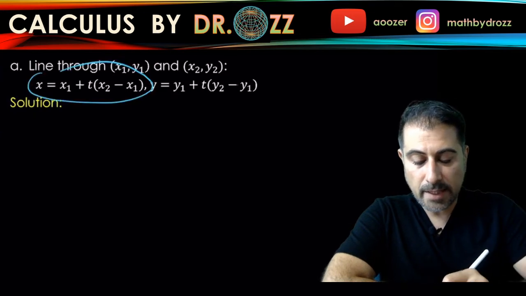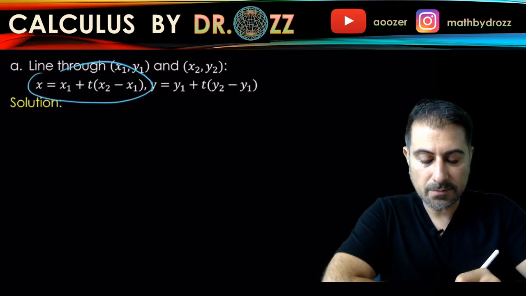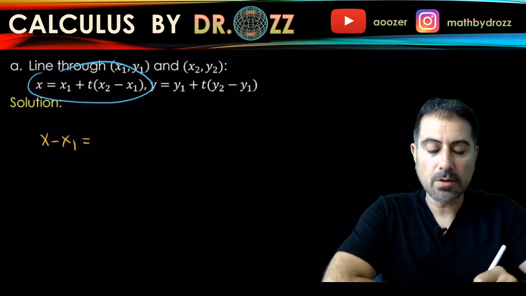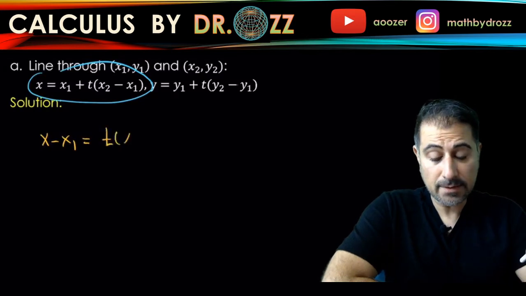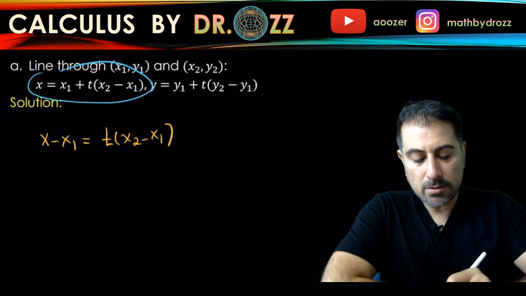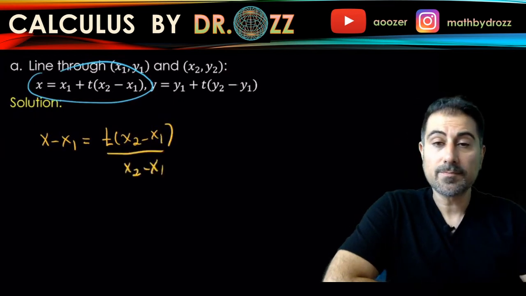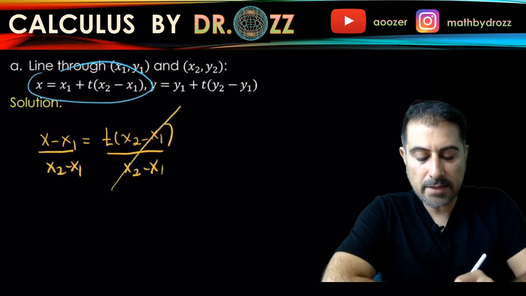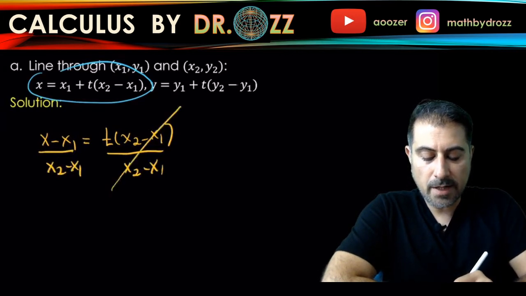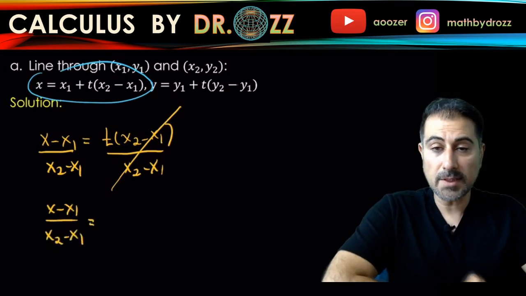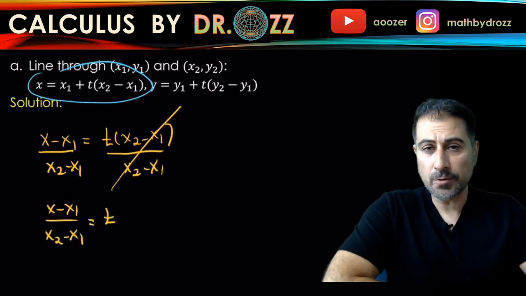So why don't we subtract x1 from both sides of the first equation so that the left-hand side becomes x minus x1, and the right side is still t times x2 minus x1. Now I'm going to divide both sides by x2 minus x1, so these factors are going to be gone. So x minus x1 divided by x2 minus x1 equals t. This is me solving the first equation for t.